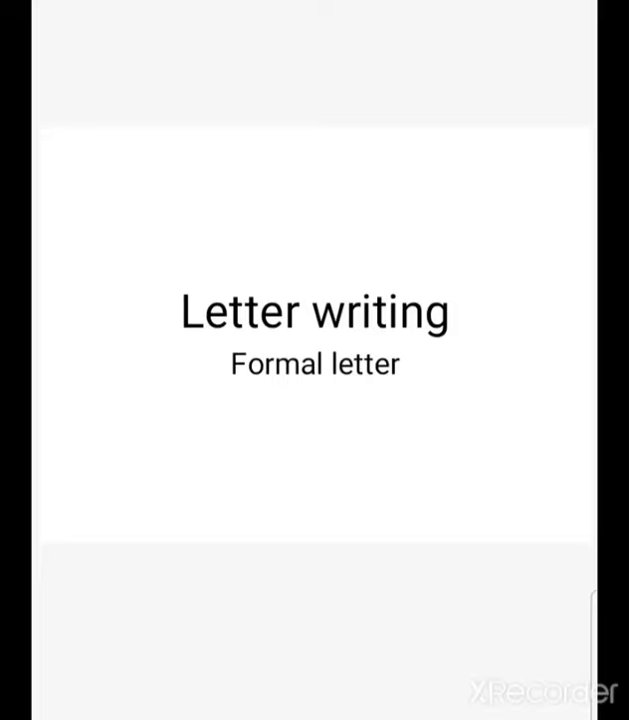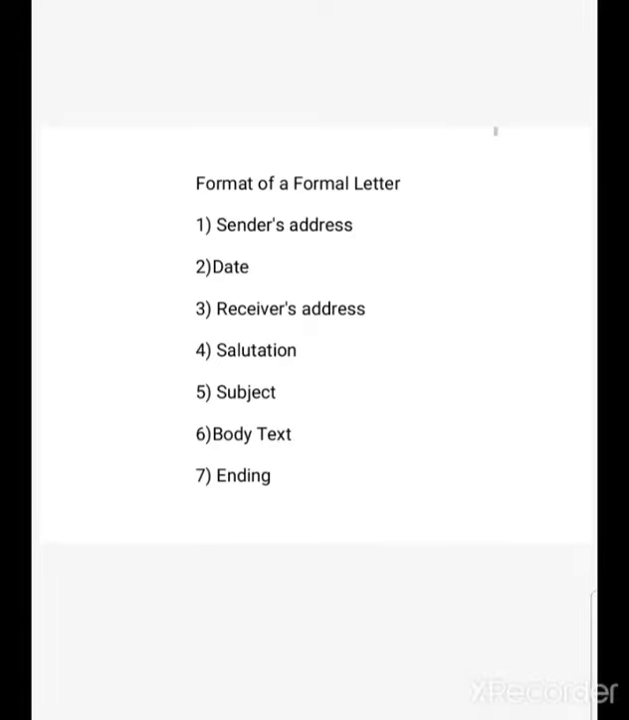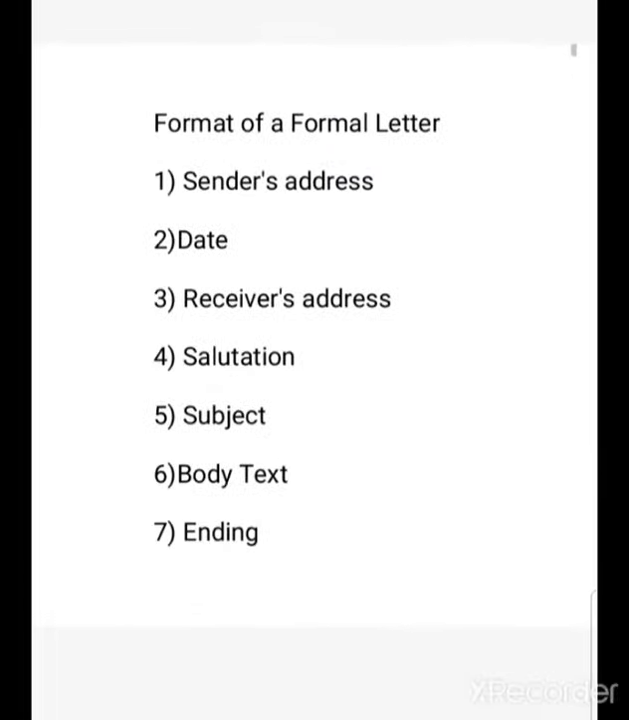Hello students, today we are discussing letter writing, in which we are discussing formal letters. First of all, we need to discuss the format of a formal letter. What are the things that are required in a formal letter?